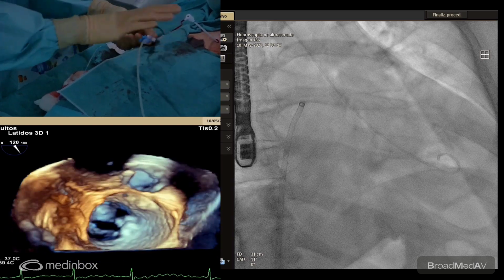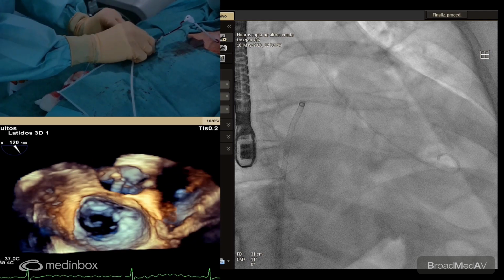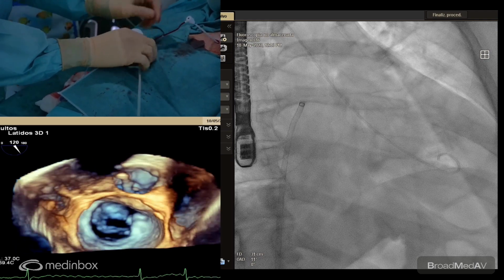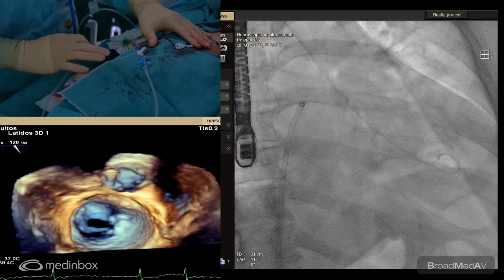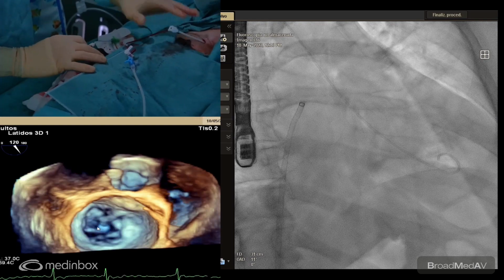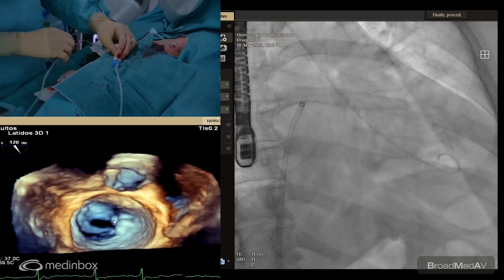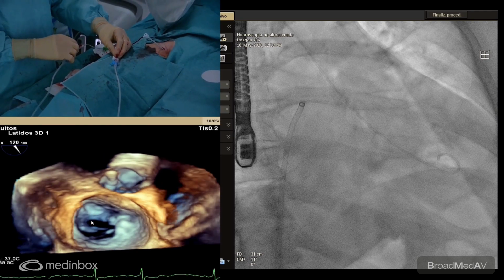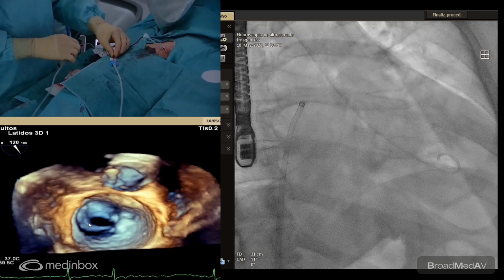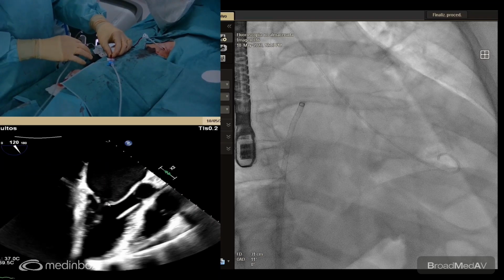So, of course, the best calcium is no calcium. But the medial commissure, you can see it here. That is thickened. Can we do the 0, here, please? This 0 is the calcium. So the lateral commissure is free.